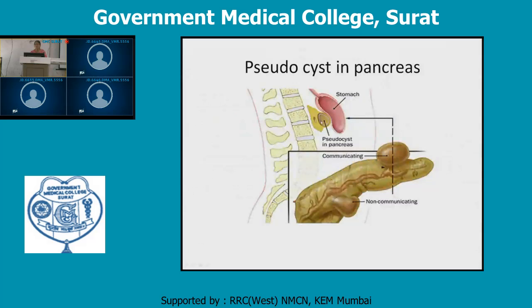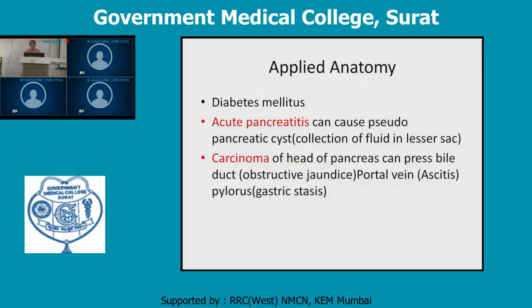Again, you can see here the vertebral column. This is the pancreas. This is the lesser sac here, and the stomach. Between the pancreas and stomach, there is the lesser sac. Collection of fluid in the lesser sac leads to the pseudopancreatic cyst. Like this, it can be communicating with the duct system, or it can be a non-communicating type of pseudopancreatic cyst. So by pseudopancreatic cyst, you can remember that the anterior surface is related to the lesser sac.